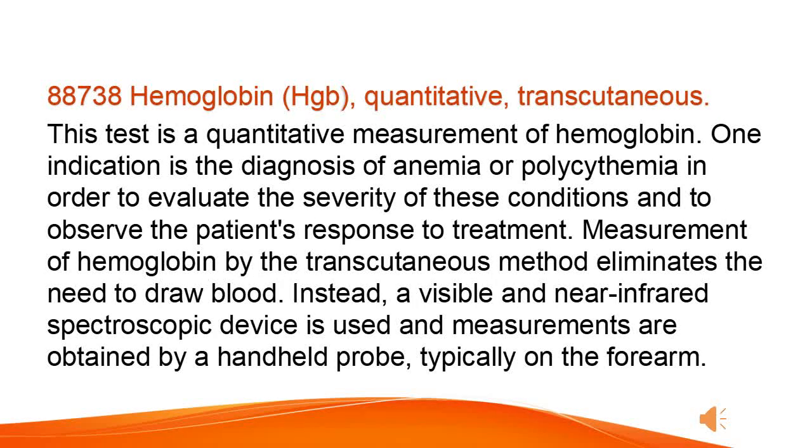Hemoglobin, quantitative, transcutaneous. This test is a quantitative measurement of hemoglobin. One indication is the diagnosis of anemia or polycythemia in order to evaluate the severity of these conditions and to observe the patient's response to treatment. Measurement of hemoglobin by the transcutaneous method eliminates the need to draw blood. Instead, a visible and near-infrared spectroscopic device is used and measurements are obtained by a handheld probe, typically on the forearm.